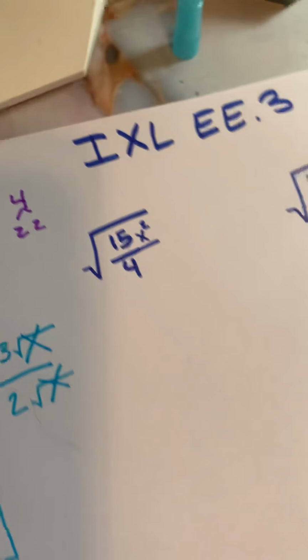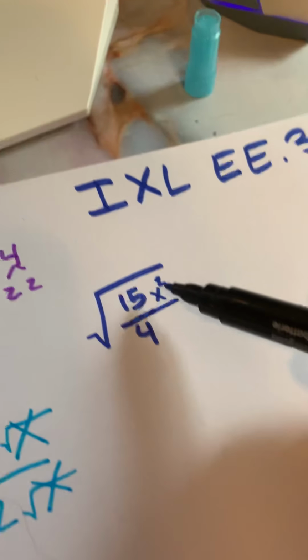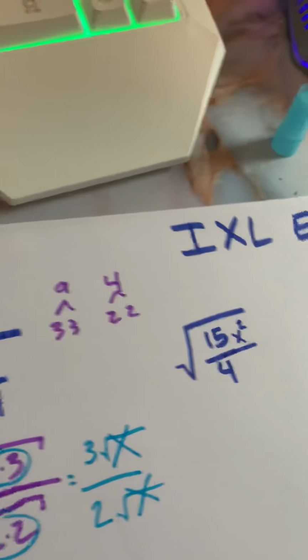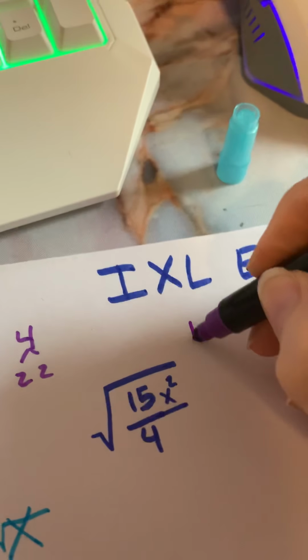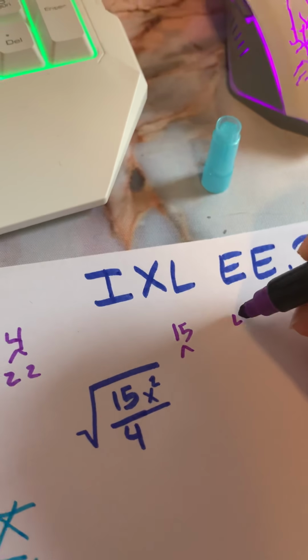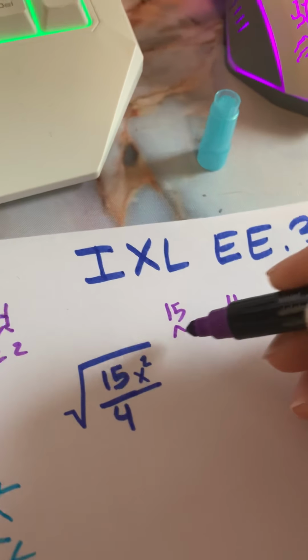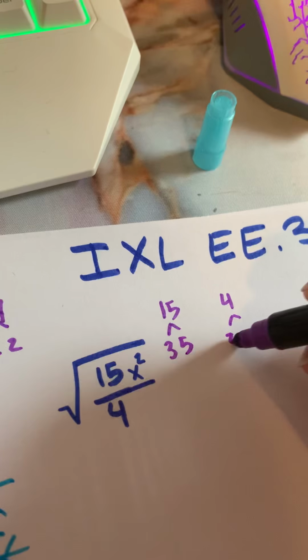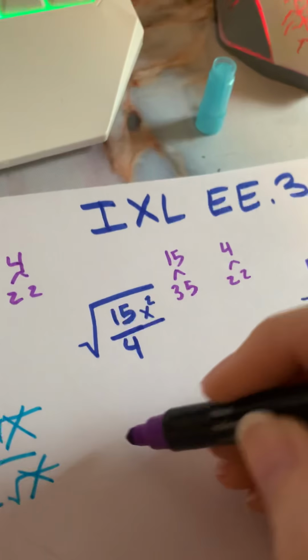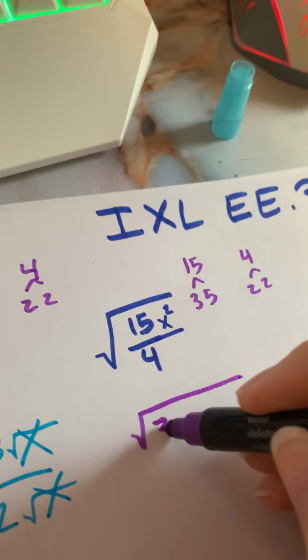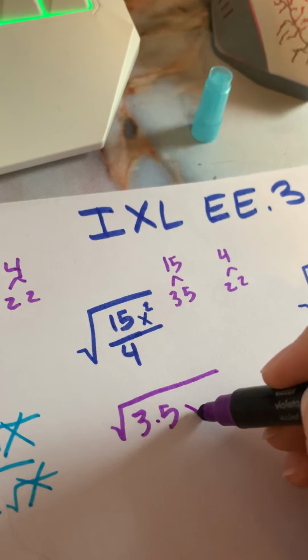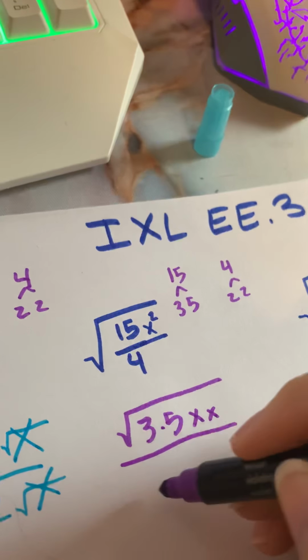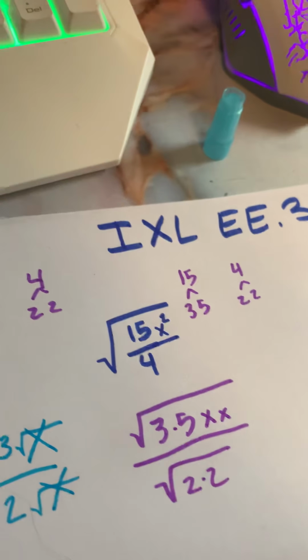For our next one, we've got a different one. We've got some letters here. So same thing. Start with your factor tree of 15, factor tree of 4. 15 is 3 and 5, 4 is 2 and 2. So I'll do our list. We've got 3 times 5 with the 2 x's. On the bottom, we just have 2 2's.